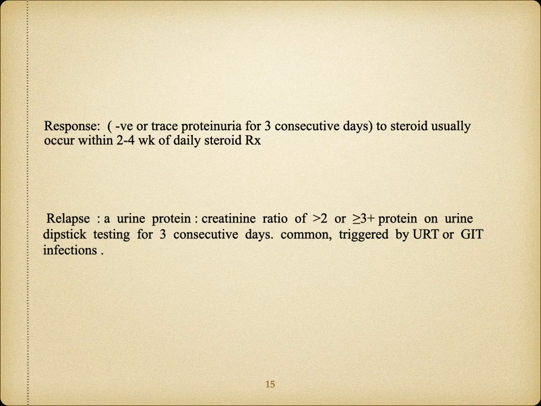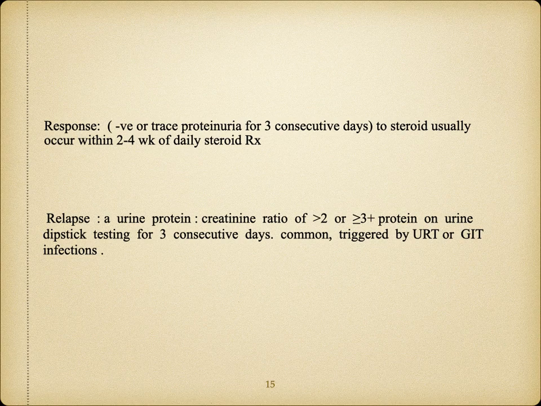Approximately 90% of children will respond to steroid therapy. Response is defined as achievement of remission within the initial 4 weeks of corticosteroid therapy. Remission consists of urine protein creatinine ratio of less than 0.2 or less than 1 plus protein on urine dipstick for 3 consecutive days, while relapsing nephrotic syndrome is defined as a urine protein creatinine ratio of more than 2 or more than 3 pluses protein on urine dipstick testing for 3 consecutive days.